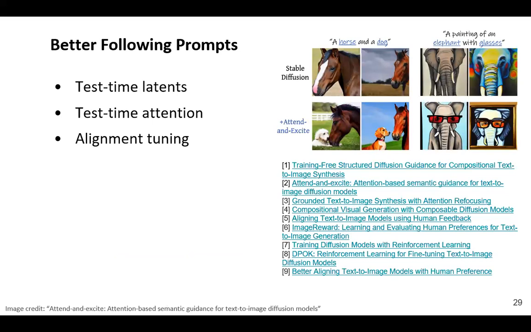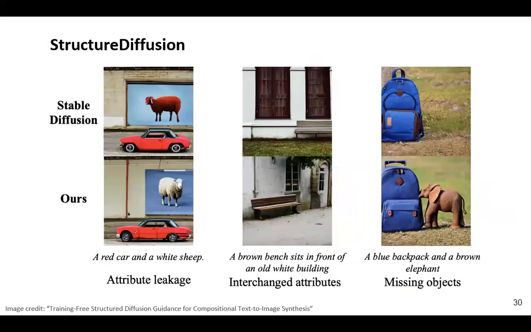Next is better following of text prompts. Although we train the model with the hope that it can generate images semantically corresponding to the text condition, in many scenarios, unfortunately, this might not be the case. So there has been work exploring whether we can have the model follow text prompts better. One thread of work is doing test time guidance.